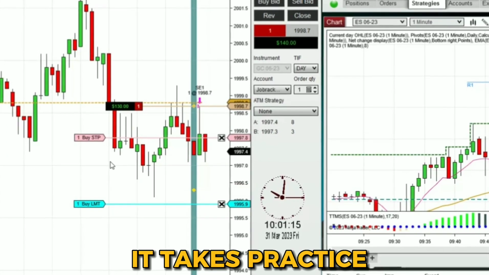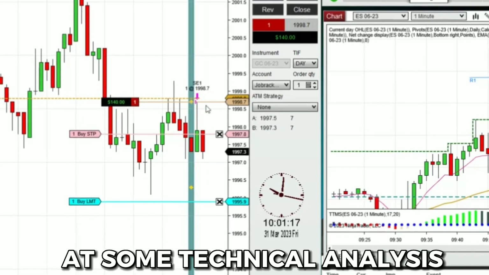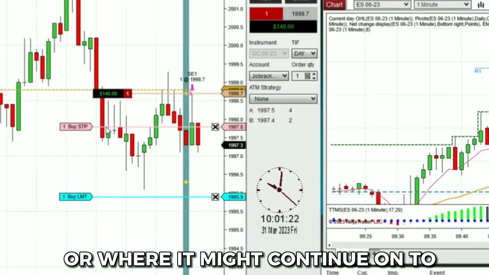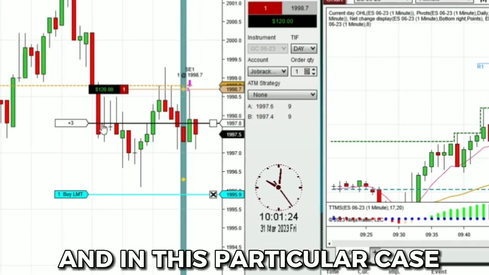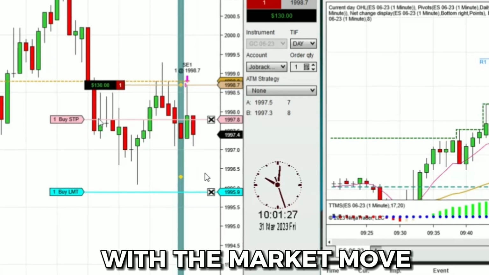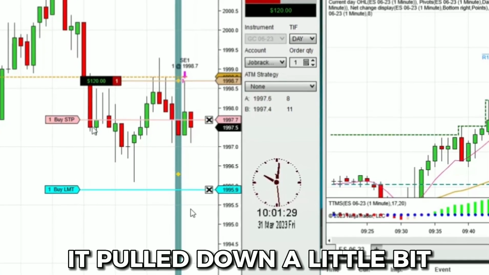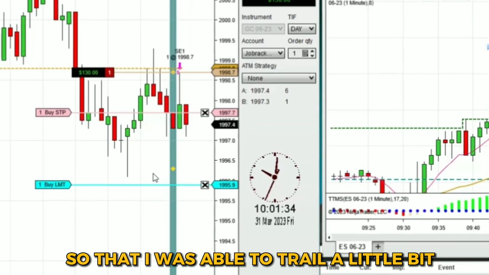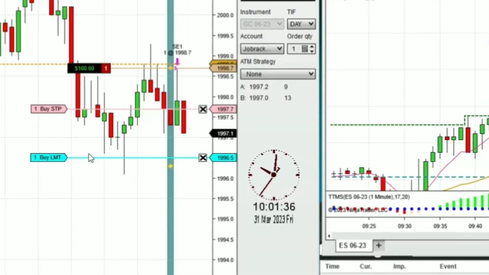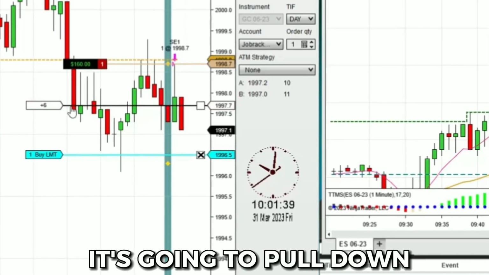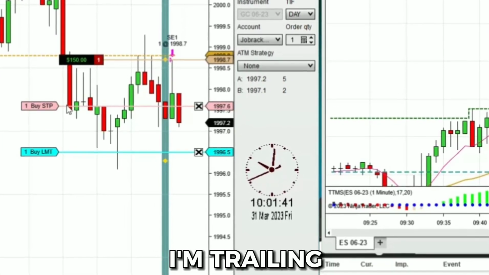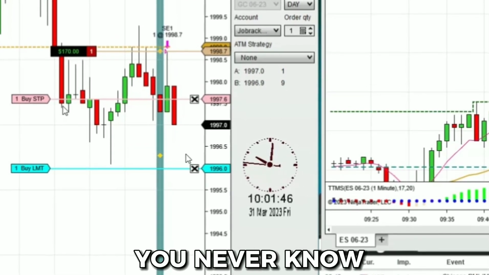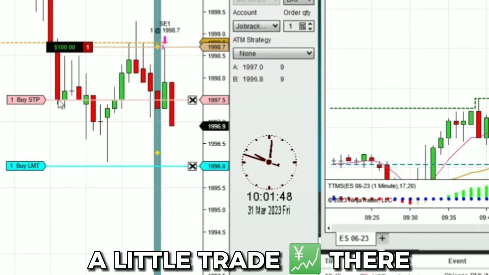It is an art to trail without getting stopped out for as long as possible. It takes practice. You have to look at some technical analysis to see where the price might return to or where it might continue on to. In this particular case, we got a little bit of help with the market move. It pulled down a little bit in our direction so that I was able to trail. Watch, it's going to pull down a little bit more. I'm trailing as the market's moving, extending my target. You never know, it might burst down and give you a monster little trade there.